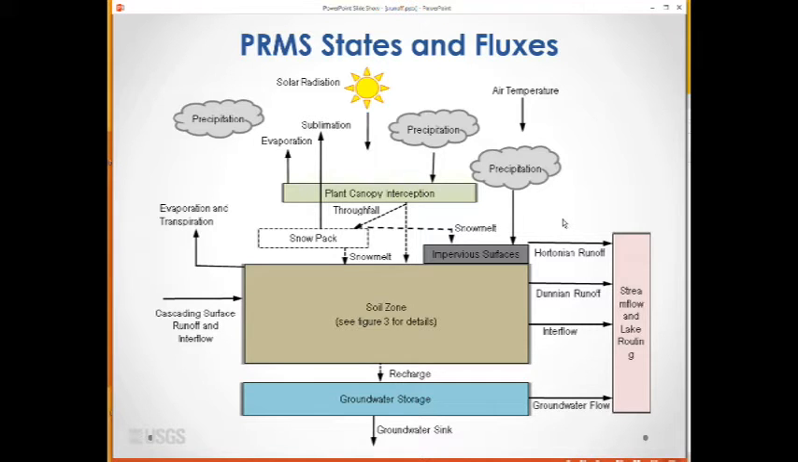Surface depression storage is not shown. It is similar in conceptualization to impervious surfaces in that it occupies a fraction of the HRU land surface area and has a specified maximum water holding capacity. The pervious fraction of the HRU is 1 minus the fraction of impervious area minus the fraction of surface depression storage area.